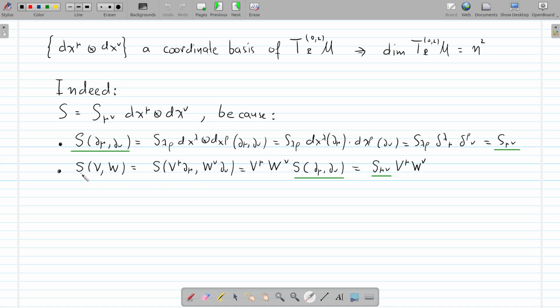So now if we compute the action of S on any vectors v and w, and we substitute their expression in terms of the basis d mu, then because of the linear action of S on vectors, this is given in terms of the action of S on the elements of the basis d mu and d nu. But these are nothing but the components S mu nu, which have been computed in the previous line.